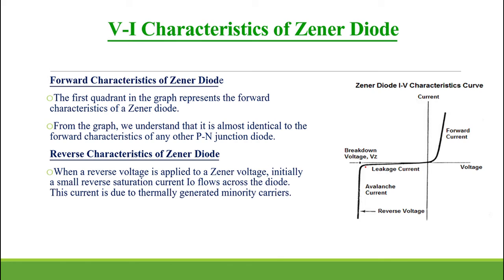But when we exceed the supply voltage above 10 volt, suppose we have taken an example of 10 volt, when we give a supply of 12 volt, a sudden breakdown will occur, or it will be an avalanche current.